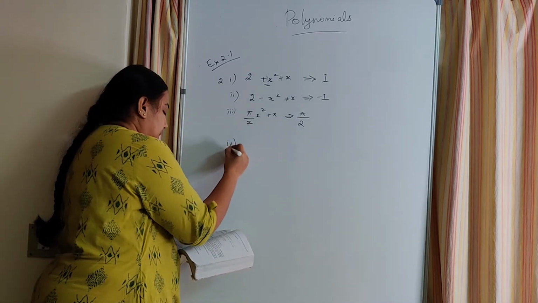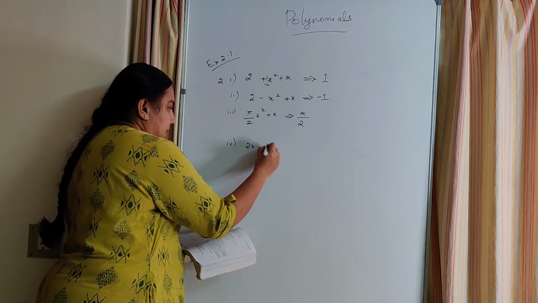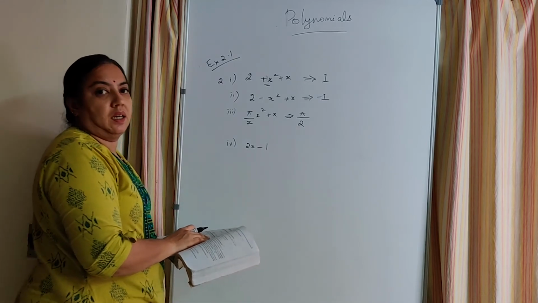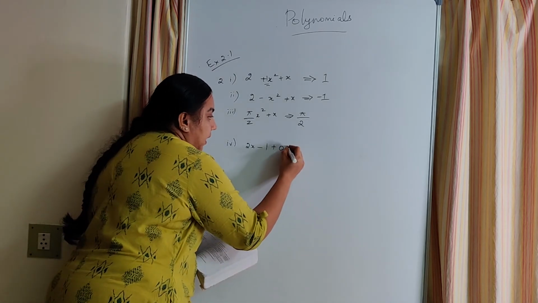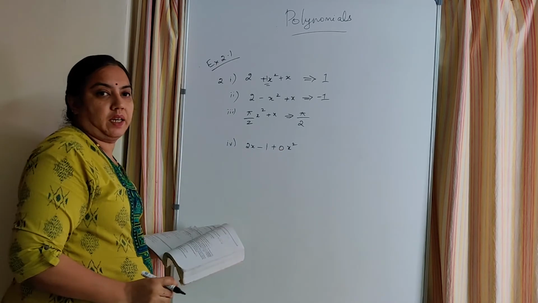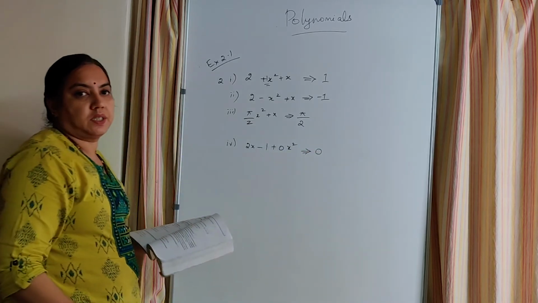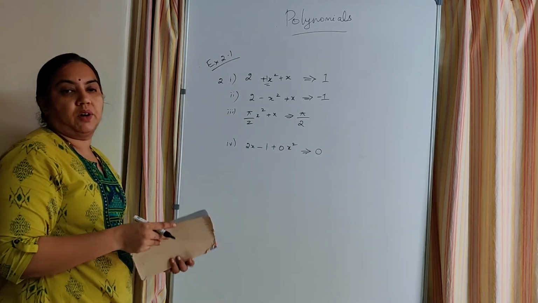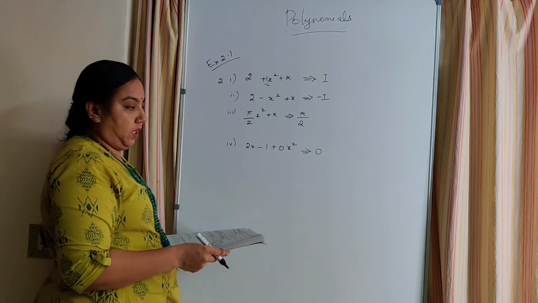Then in the fourth sum, 2x minus 1. Is there any x square term? No, it's not there. So what does it mean? No x square term. But I can add a term like this, 0 into x square. So what is the coefficient of x square here? 0. Even though the x square term itself is not given, they are asking you to find the coefficient of the x square term. Then 0 can be said as the coefficient of x square.